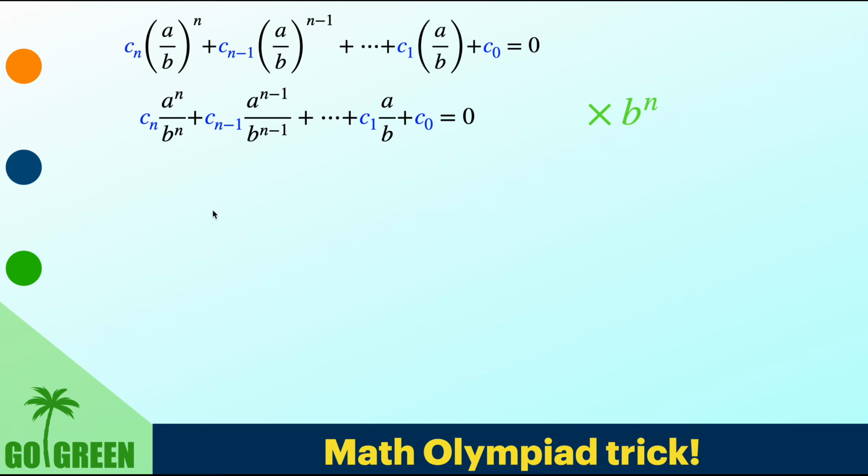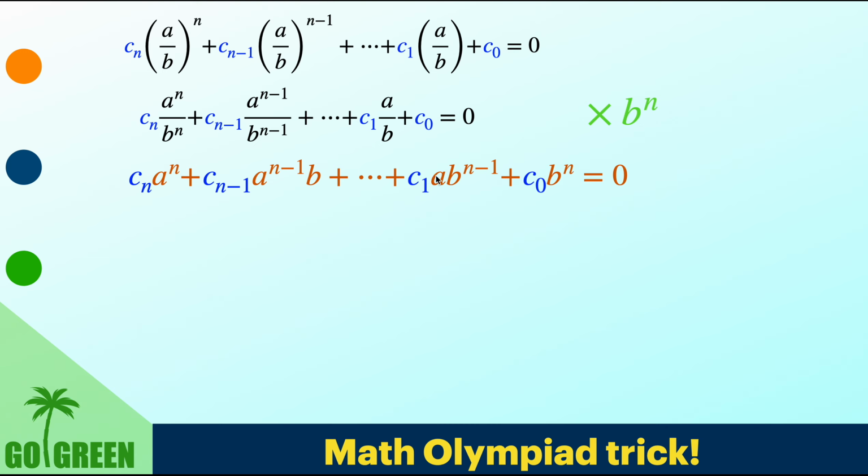So if we multiply this equation by b to the n on both the sides, what we get is simply this. So cn a to the power n, b to the n is gone, and then it was b to the n minus 1, so it remains only b here, and then here it was b in the denominator, so c1 a b to the n minus 1 plus c0 b to the power n, and on the right, 0 times b to the n is simply 0.